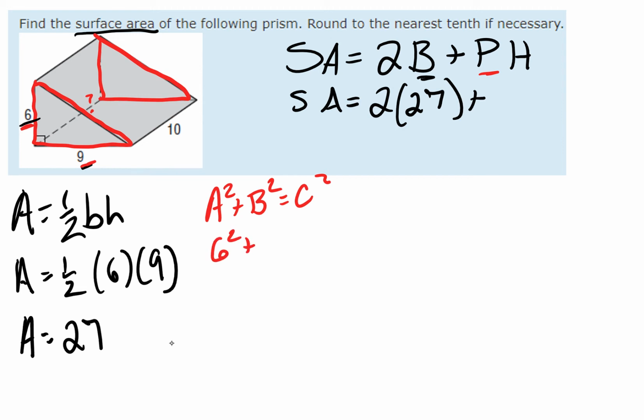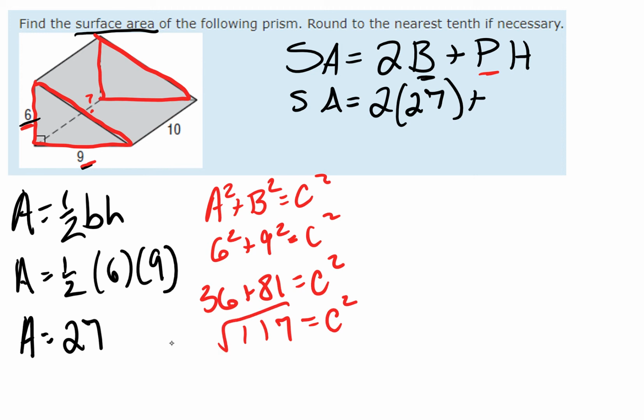So that would be 6 squared plus 9 squared equals c squared. 36 plus 81 equals c squared. If we add that up, little brain freeze right now. So 117 equals c squared. Apologize for freezing up on that one. We would square root that.